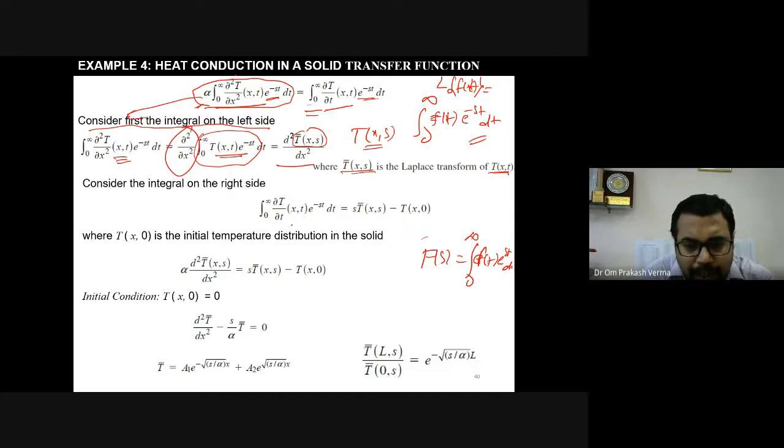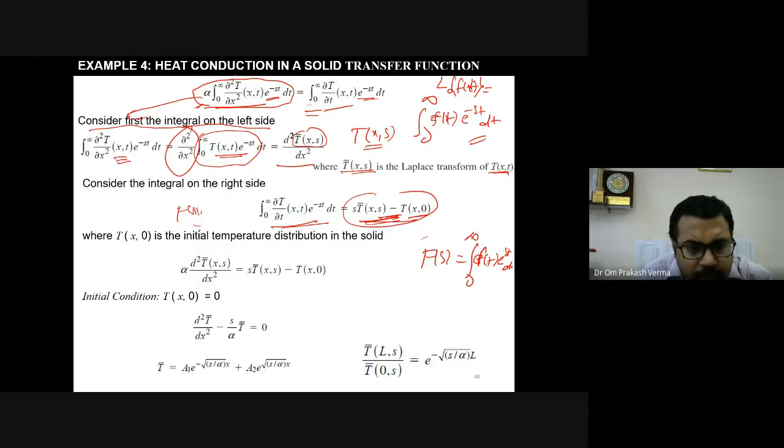Now come to the right hand side. In a similar way, if we consider the initial condition 0, then we can write sT bar(x,s) minus T(x,0), because it is a first order differential equation. So what did we do? This is the F(s), and we expanded it in this way.